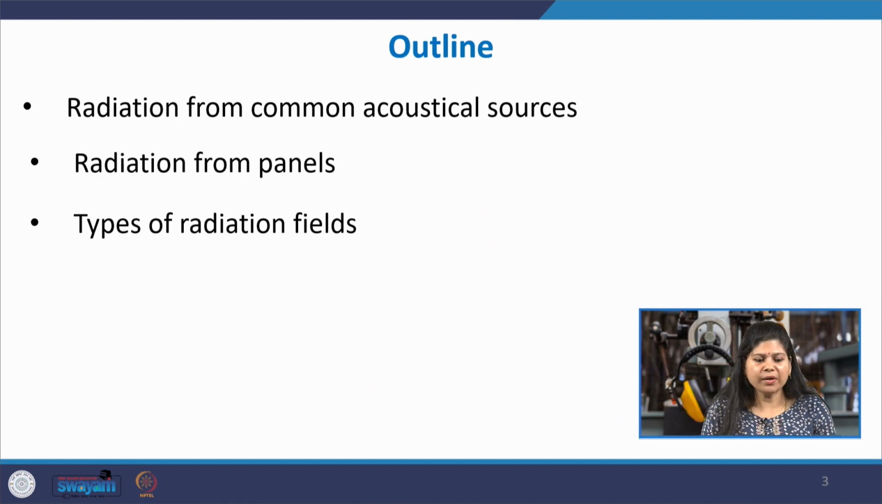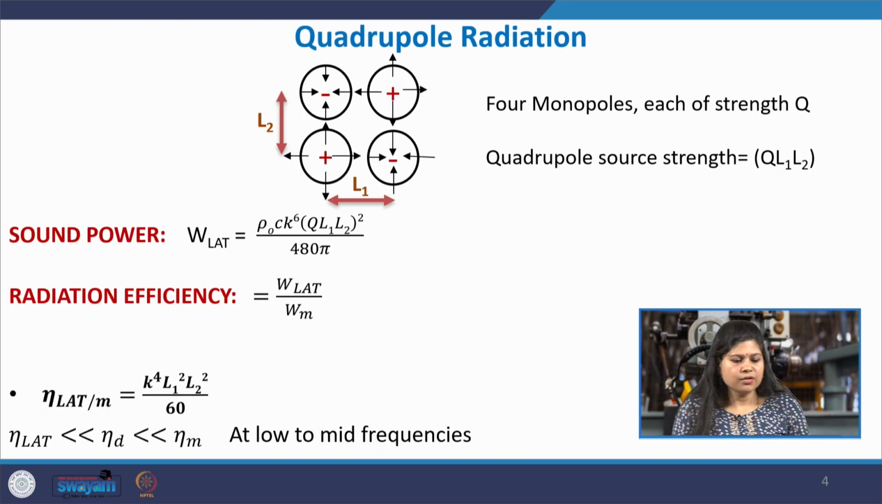Okay, so in this one we will again continue our study of radiation from common acoustical sources, and then we will find out the radiation from panels. It is an extended real life source, with various types of radiation fields. Continuing from the previous lecture, where we were finding the efficiency of a dipole with respect to a monopole, let us now do that exercise for the quadrupole.